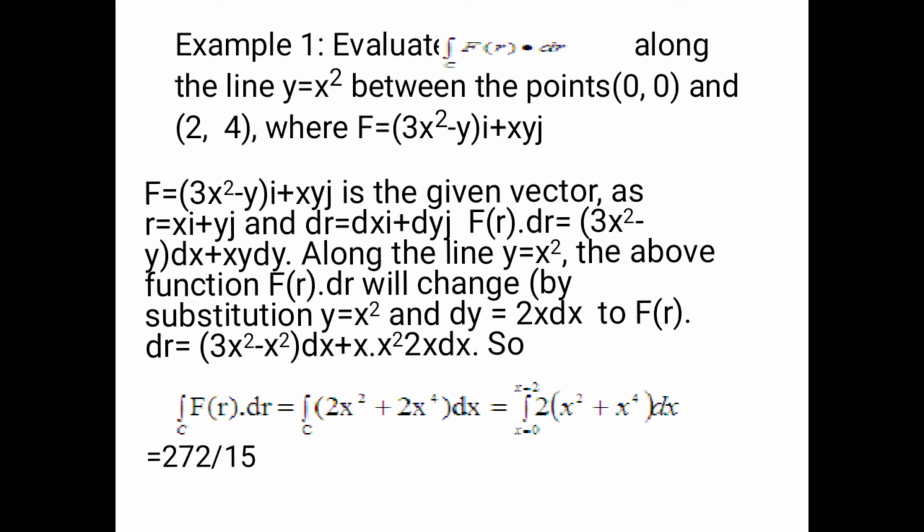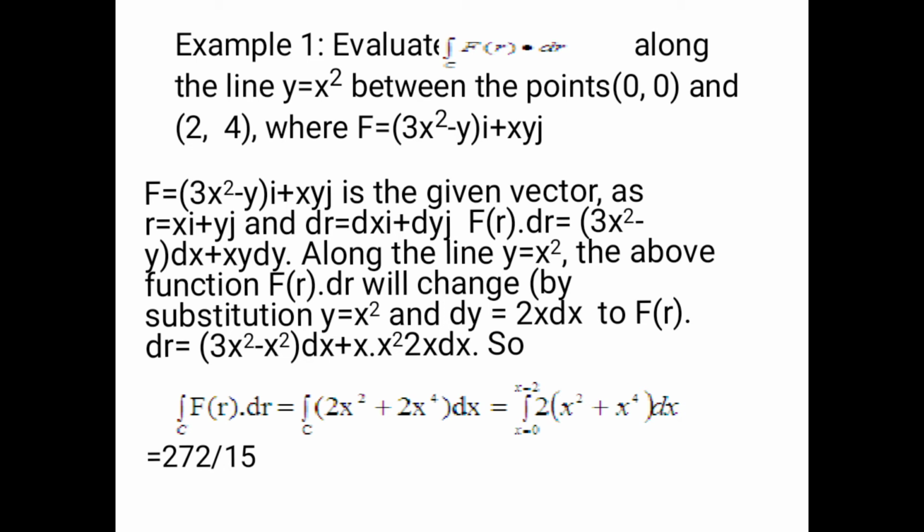You may note that in the first point x value is 0, y value is 0. In the second point (2, 4), y value is 4 and x value is 2. So we need to integrate along the line y is equal to x square, that is the parabola, between the points x is equal to 0 to x is equal to 2.